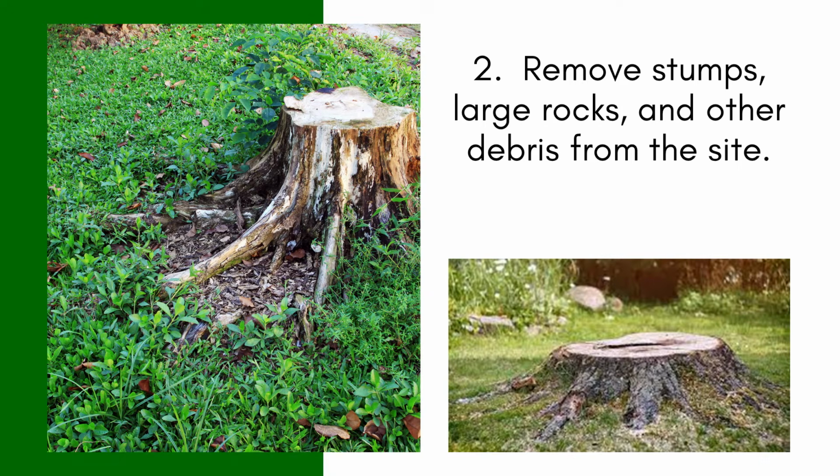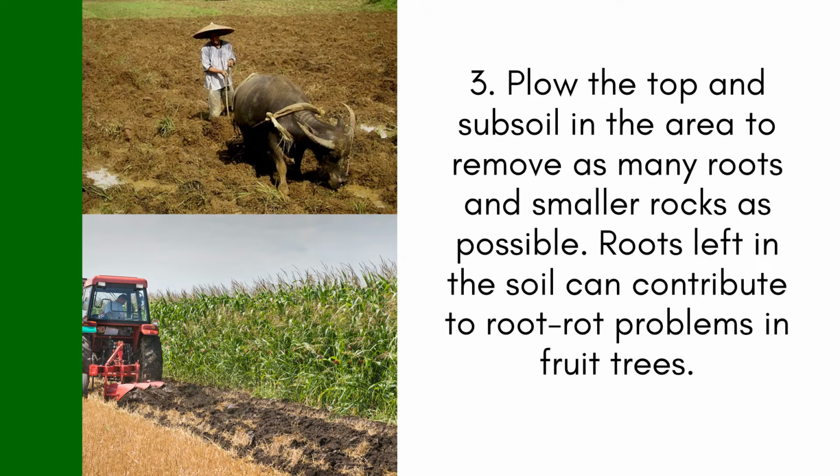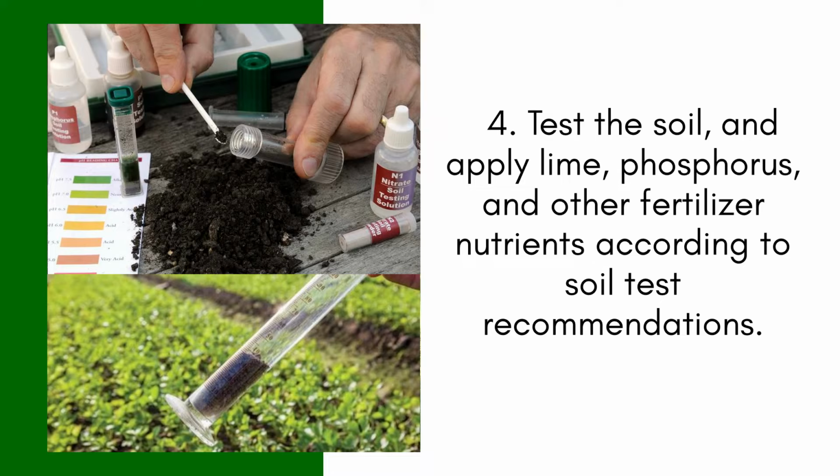Number 2. Remove stumps, large rocks, and other debris from the site. Next, number 3 is plow the top and subsoil in the area to remove as many roots and smaller rocks as possible. Roots left in the soil can contribute to root rot problems in fruit trees. Number 4. Test the soil and apply lime, phosphorus, and other fertilizer nutrients according to soil test recommendations.